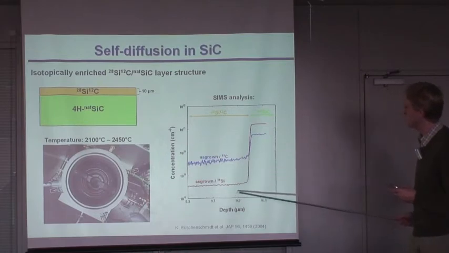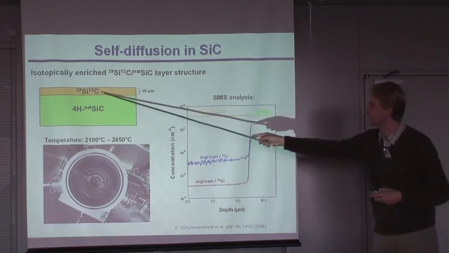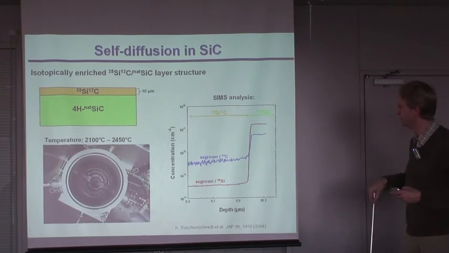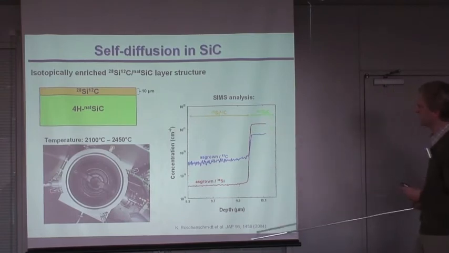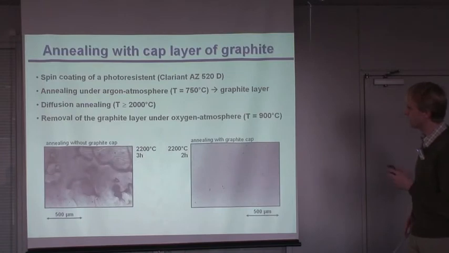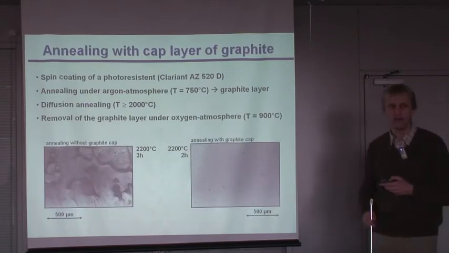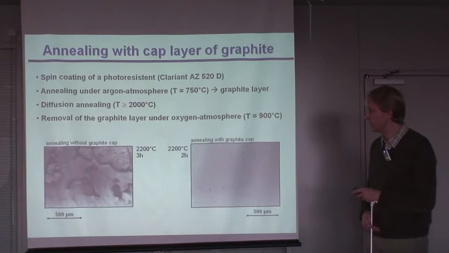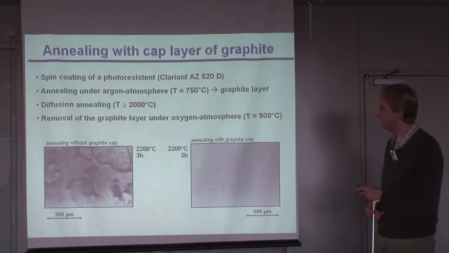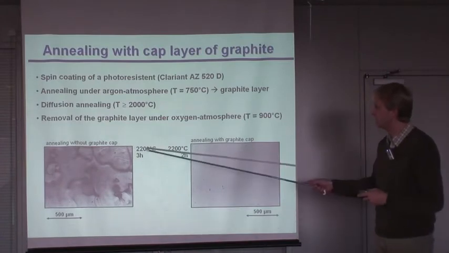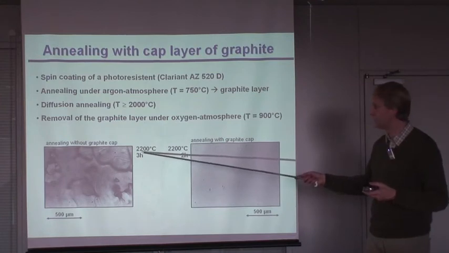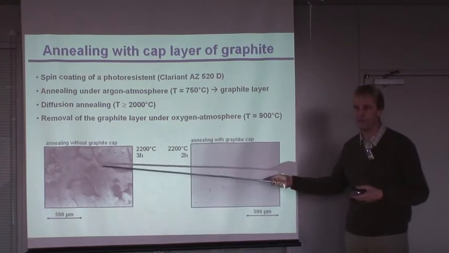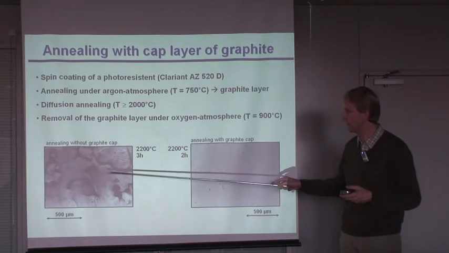So here's the Escrow Analysis. So we have it isotopically enriched in carbon and also in silicon. Here's the Escrow structure. And now you can use that also for self-diffusion measurements. But before you use that, you have to take care about your surface. And this was one of the problems we had at the beginning, because if you anneal, you have to anneal at very high temperatures, 2200 degrees C, you get a very worse surface.